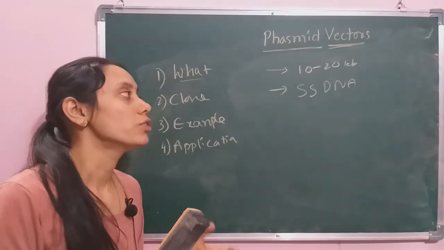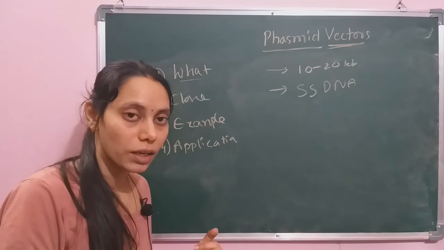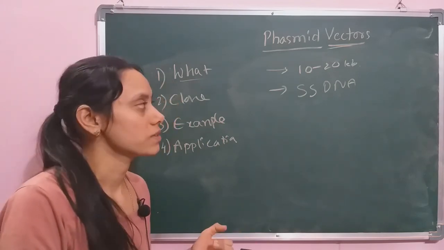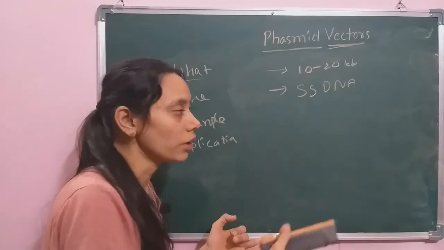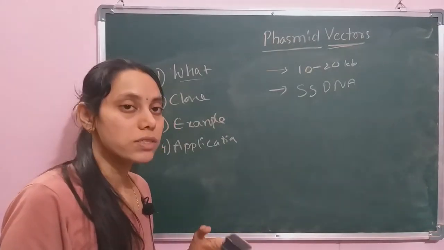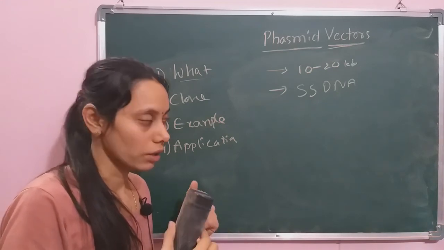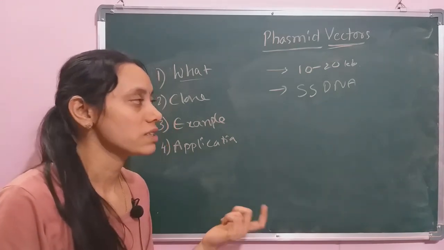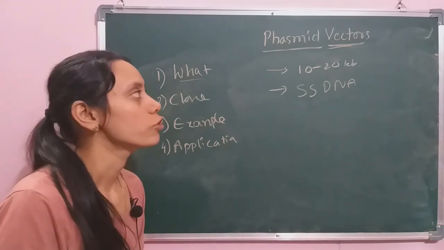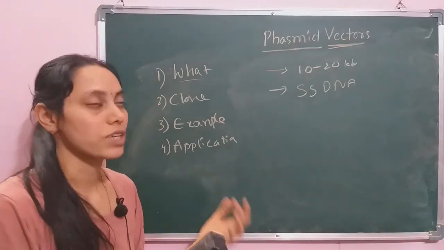It will be used in genomic DNA libraries. It can clone target genes of 10 to 20 kb size, and it is also helpful to give the single-stranded DNAs for gene sequencing processes. So those are the main applications of the phasmid vectors.